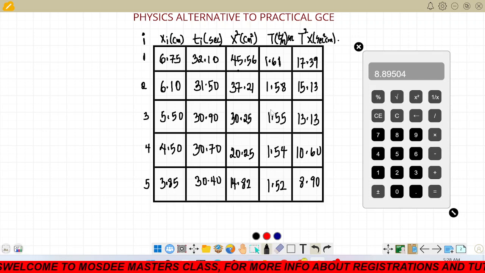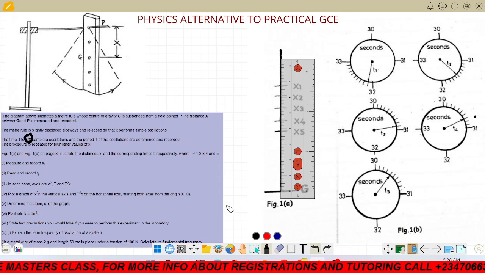So I have computed and constructed my table from the instruction of the practical. And this alone is one of those things you really need, because this is one of the things we are testing you on when you are doing alternative to practicals. So don't fall victim to making mistakes while trying to compute your tables.